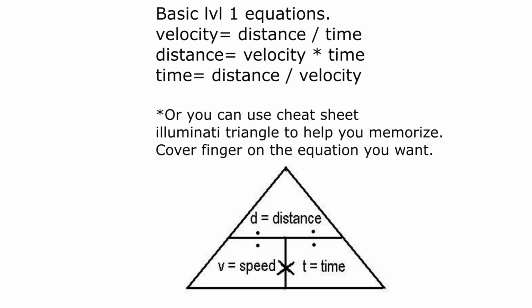Distance equals velocity multiplied by time. The longer something travels, the more distance it covers, so you multiply. Time equals distance divided by velocity. Again, time is inversely proportional to velocity. The shorter it takes to reach an area, the faster the object must be going.